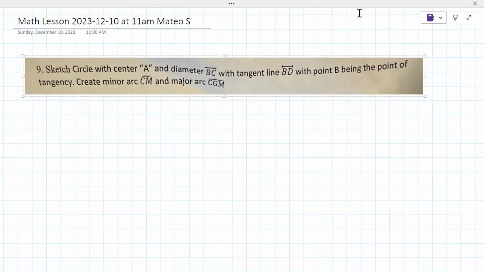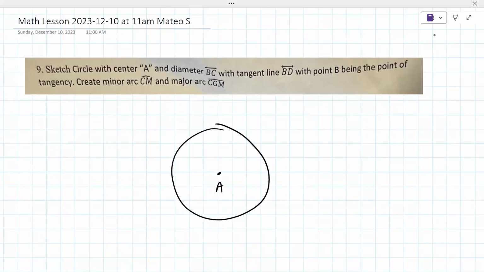Probably good to start with a circle here. Yeah, full circle. Diameter BC. We don't really know where to put that yet, so just be careful with that. It could change, is the point.